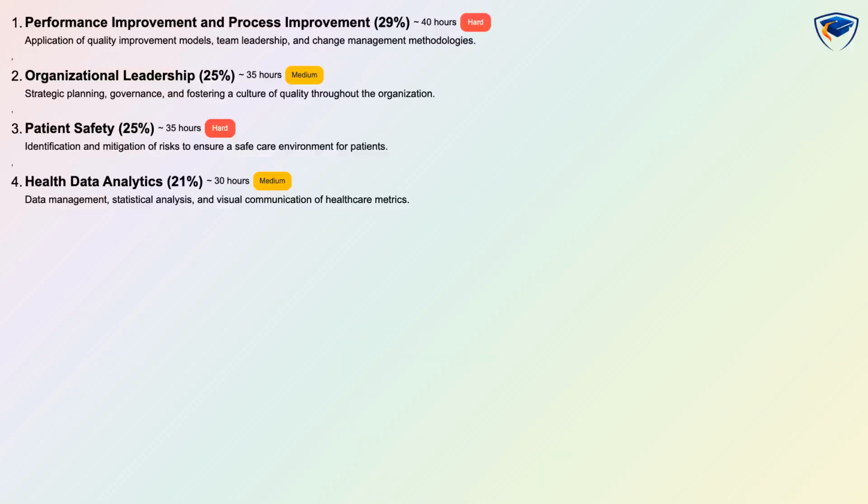The exam covers 4 domains with exact weights: performance improvement and process improvement at 29%, organizational leadership at 25%, patient safety at 25%, and health data analytics at 21%. Each domain entry below includes the focus, difficulty, estimated learning time, and assessment type so you can plan study hours.